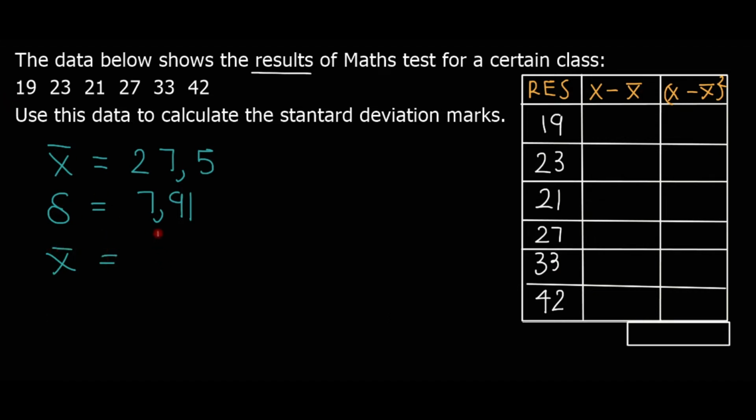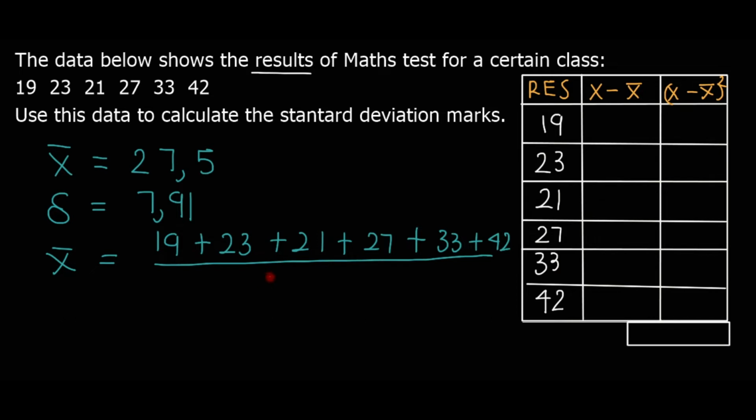Remember, you can already find the mean in this way without using a calculator. We add those values: 19 plus 23 plus 21 plus 27 plus 33 plus 42, and then we divide by the number of values in the data set. We have 6 values: 1, 2, 3, 4, 5, 6. So we divide by 6, and it will give 27.5, the same one that we got using the calculator.